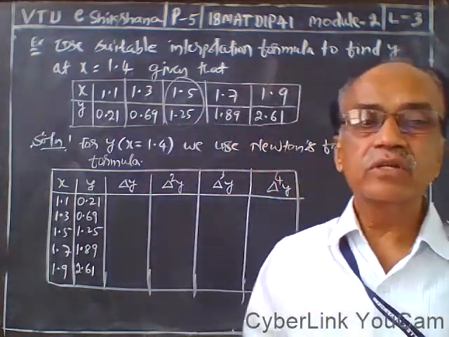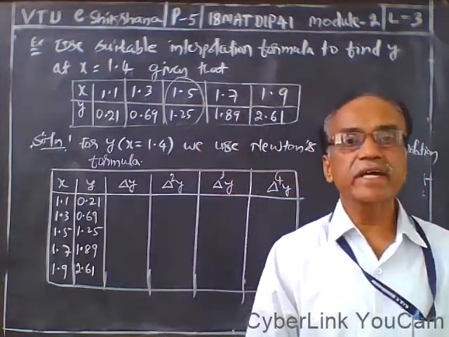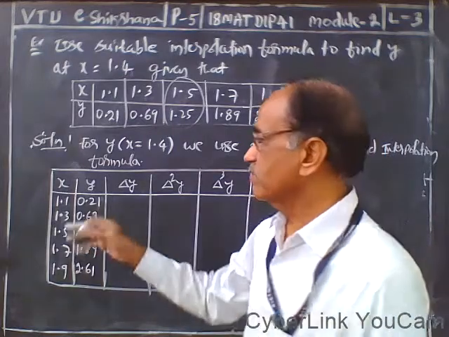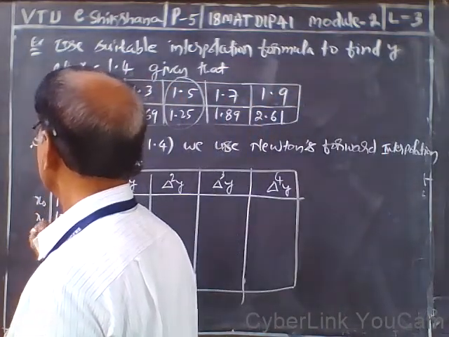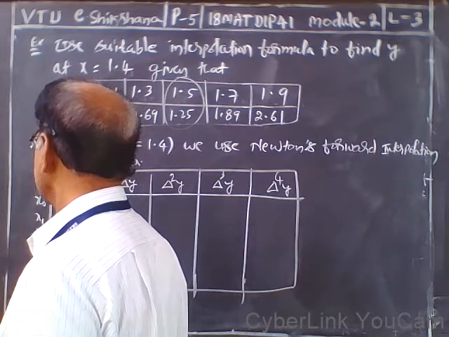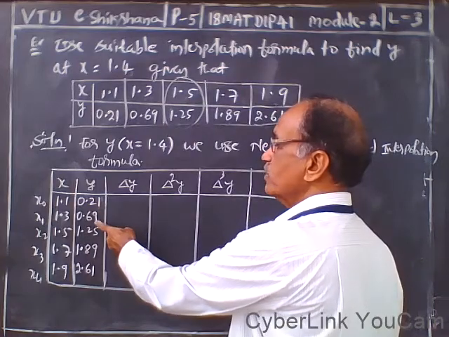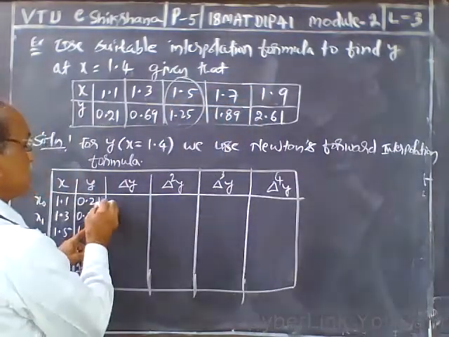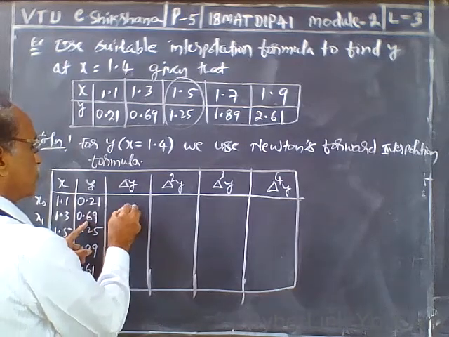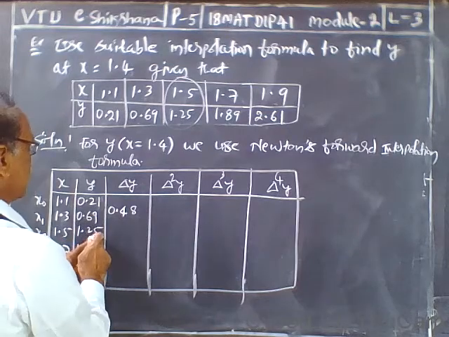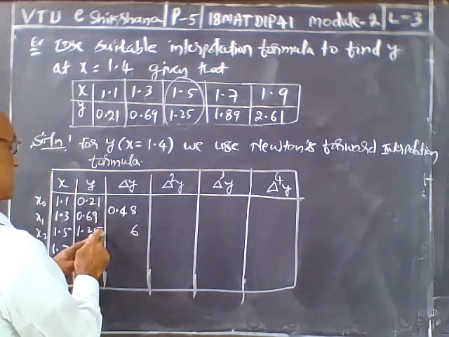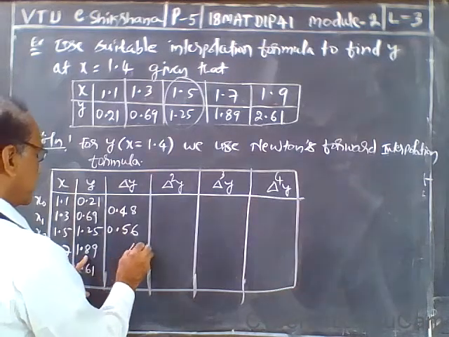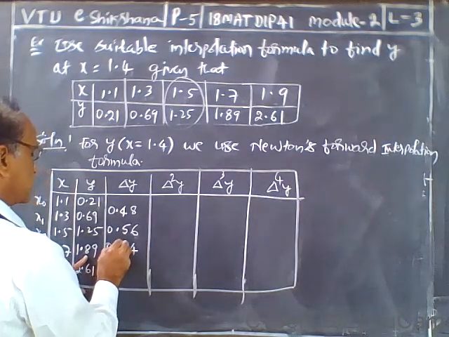According to this difference table, you have to obtain the calculation of y at x equal to 1.4. Therefore, 0.69 minus 0.21, you take the difference. These x values are called x0, x1, x2, x3, and x4. Correspondingly, these y values are called y0, y1, y2, y3, and y4. Then 0.69 minus 0.21 is 0.48. Next, 1.25 minus 0.69 is 0.56, then 1.89 minus 1.25 is 0.64, and so on.